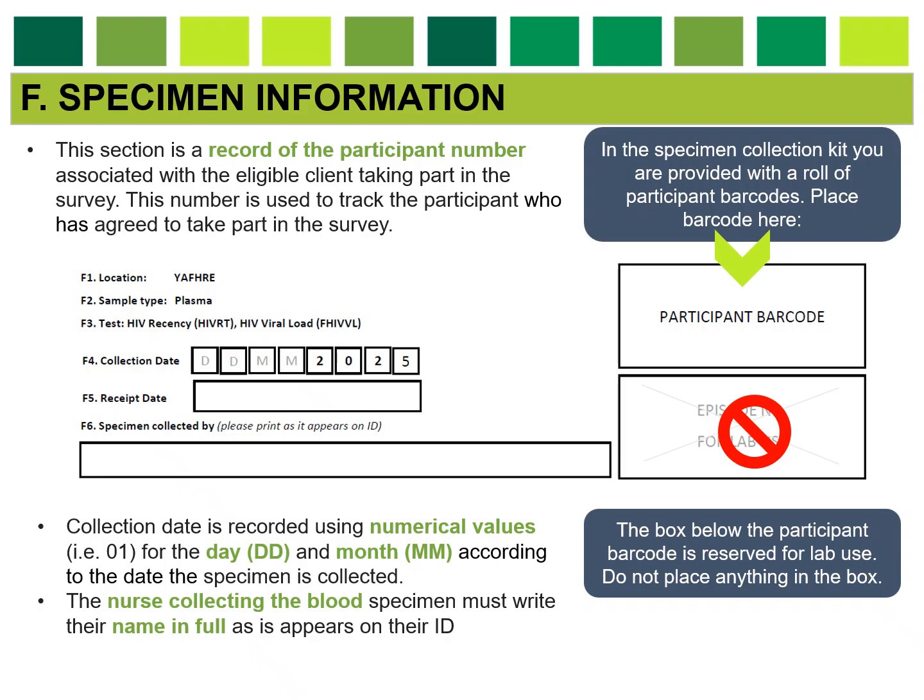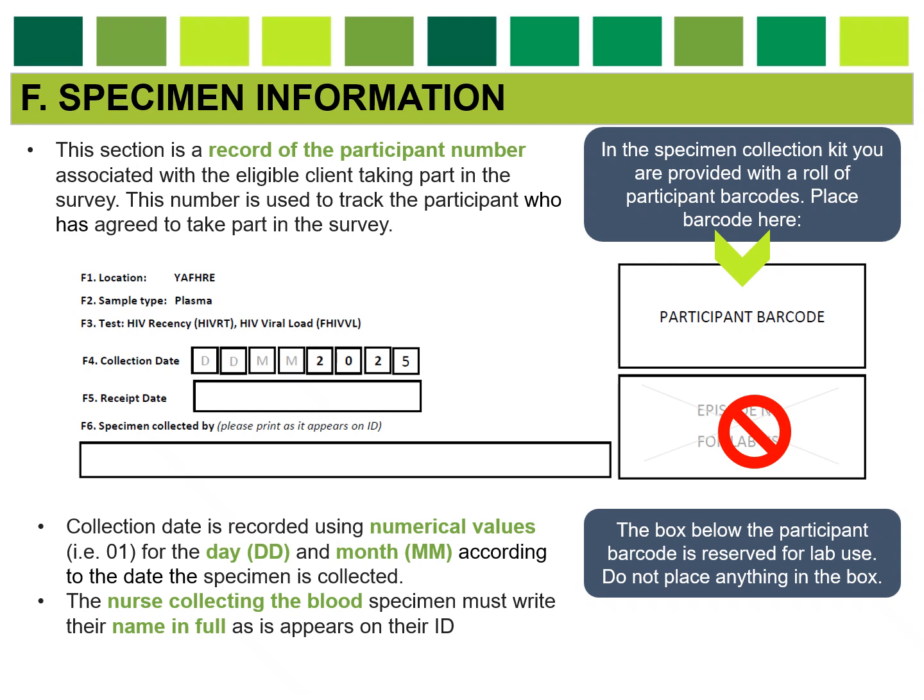It is important for whoever takes the sample to also note the date. And then there's a section F5 that says receipt date. That is for the NICD to fill in. So you do not need to write anything there. Once the sample is received in the lab, they'll make a note there.